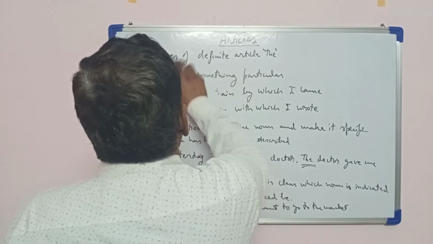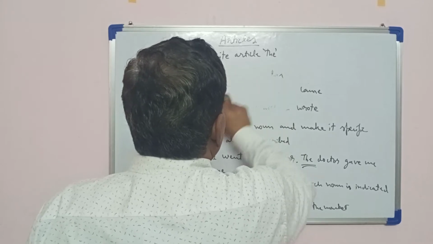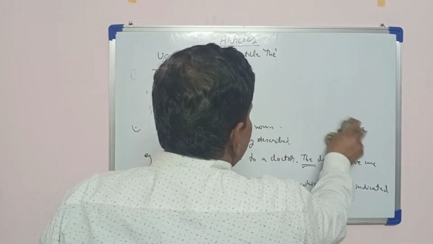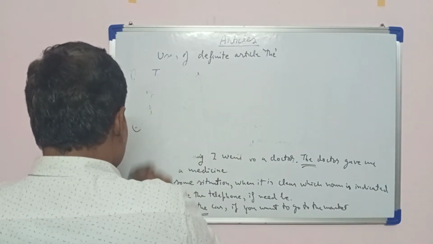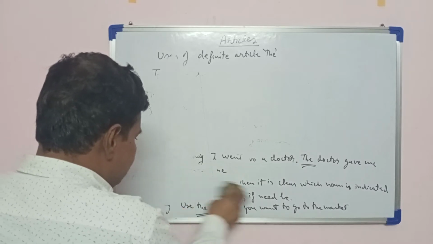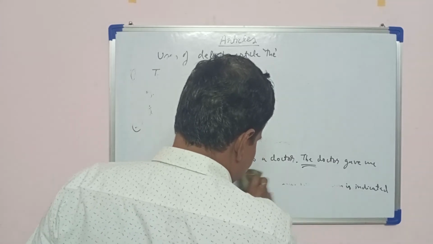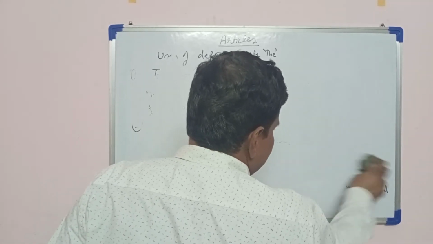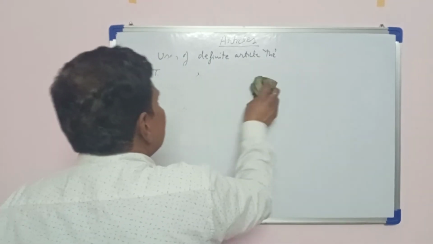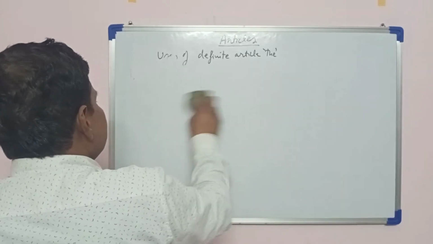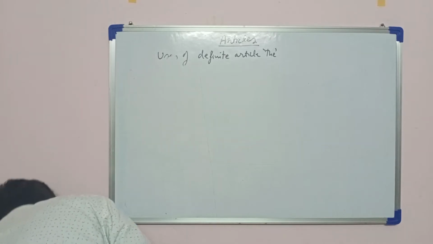Correct use of the is very important. So let's understand. The next use is when we use it with superlative degrees. We use the with superlative degrees. For example, he is the best student in the class. So what is best? Best is a superlative degree. So with the superlative, we use it.